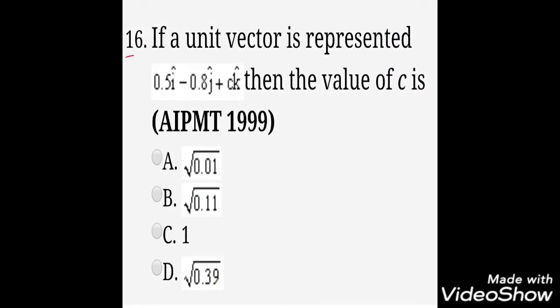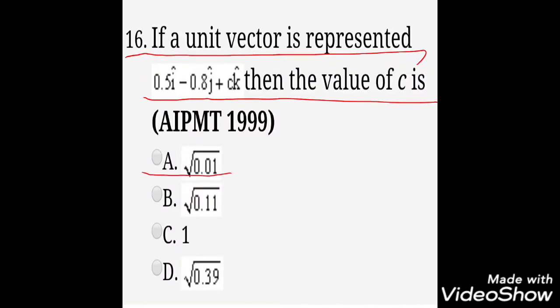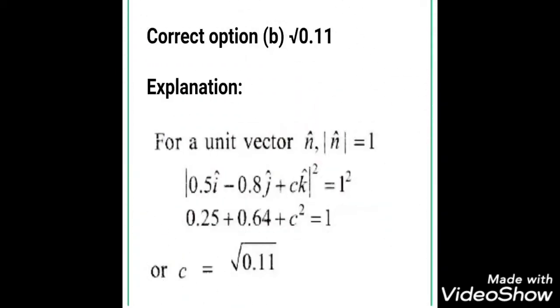Question number 16. If a unit vector is represented by 0.5i minus 0.8j plus ck, then the value of c is: option A square root of 0.01, option B square root of 0.11, option C 1, option D 0.39. The correct option for question number 16 is option B, square root of 0.11.